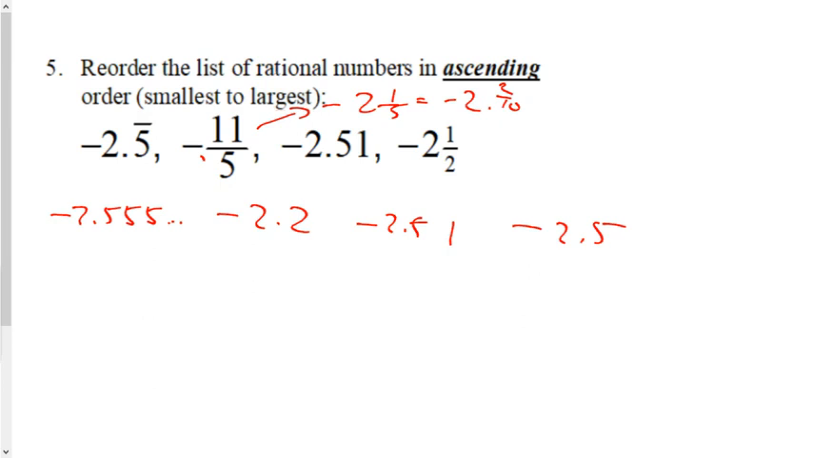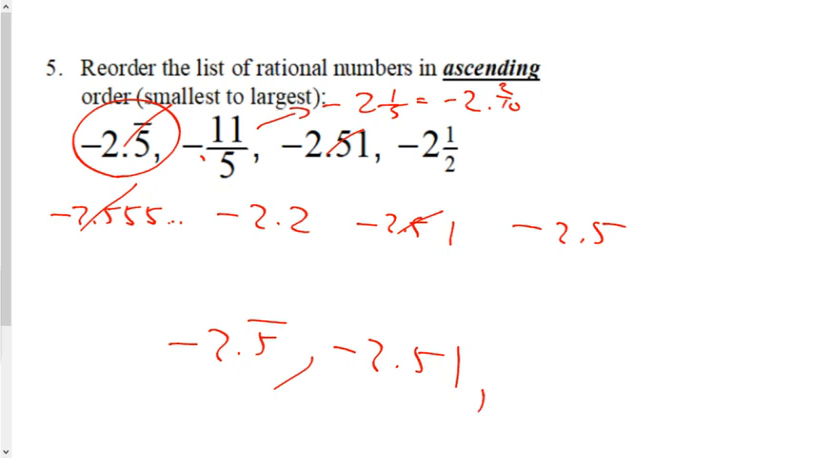And then you put it in ascending order from smallest to largest. Smallest would be the farthest from 0. This is the farthest from 0, so therefore it is your smallest. Next farthest from 0 is this one. So negative 2.51 is your next farthest. Next farthest is just negative 2.5. And your closest is negative 11/5.